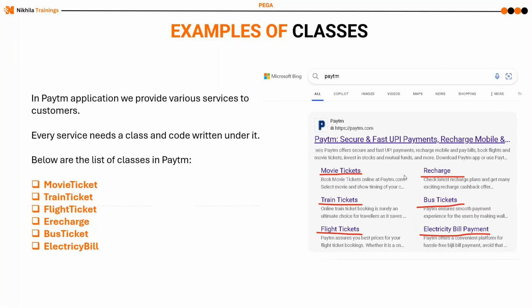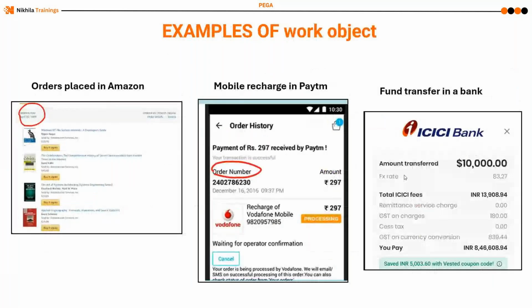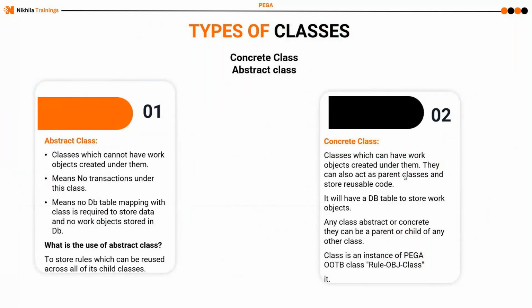Electricity bill payment, you go there, you select the electricity department, give your ID, whatever electrical bill ID you have, make the payment. That's a different workflow. So that will have a class. So like this, we create classes in Pega, right? Now, when you create classes in Pega, we are prompted to select the type, whether it's an abstract class or concrete class. So there are two types of classes, abstract and concrete. Now, when do you choose concrete class and when do you go for abstract classes?